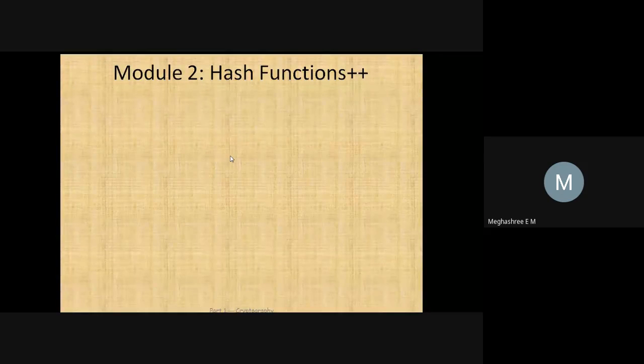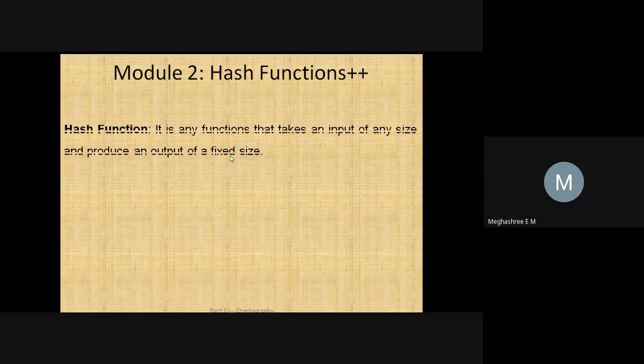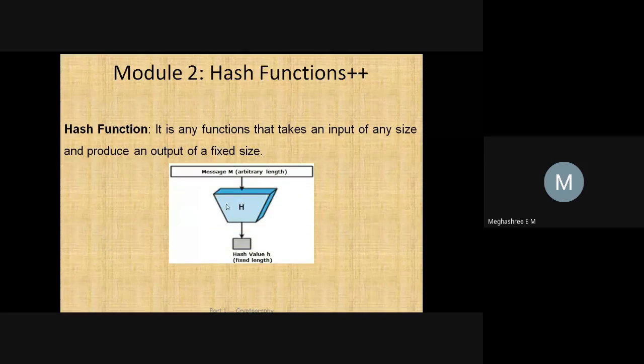Okay, so we'll start from the definition of hash function. What is a hash function? Anyone? Okay, a hash function is any function that takes an input of any size. So do you remember a function which takes an input of any size and produces an output of a fixed size? So let me consider this picture.